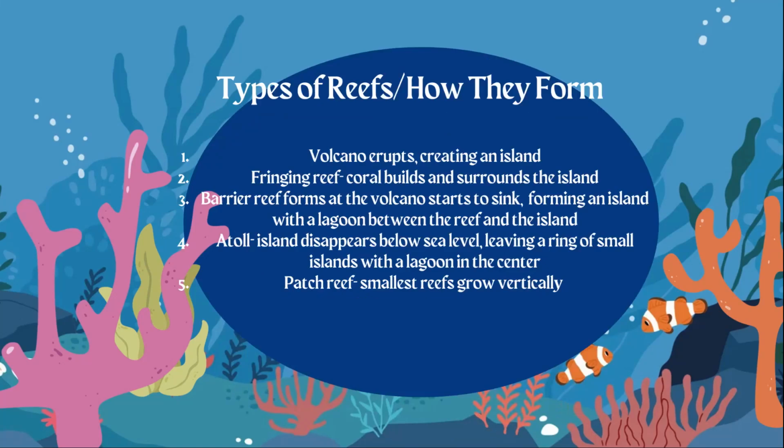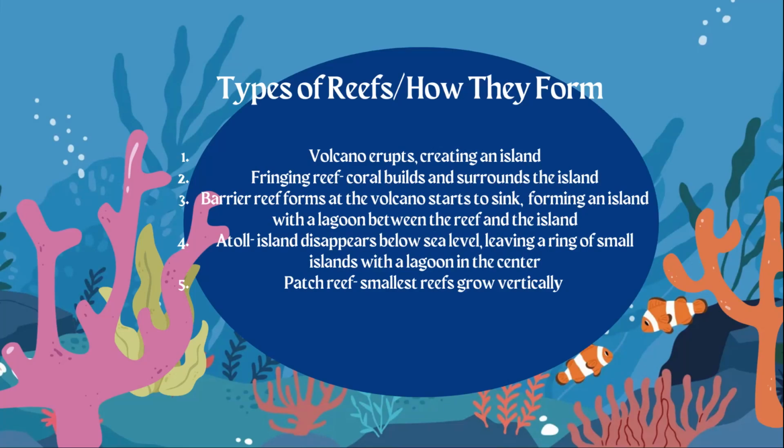Now, how do reefs form? We also call them atolls. So how does an atoll form? First, there needs to be a volcano that erupts, creating an island. This island, under the right conditions, can start to see a reef form around the very outskirts of the island. This is called a fringing reef.